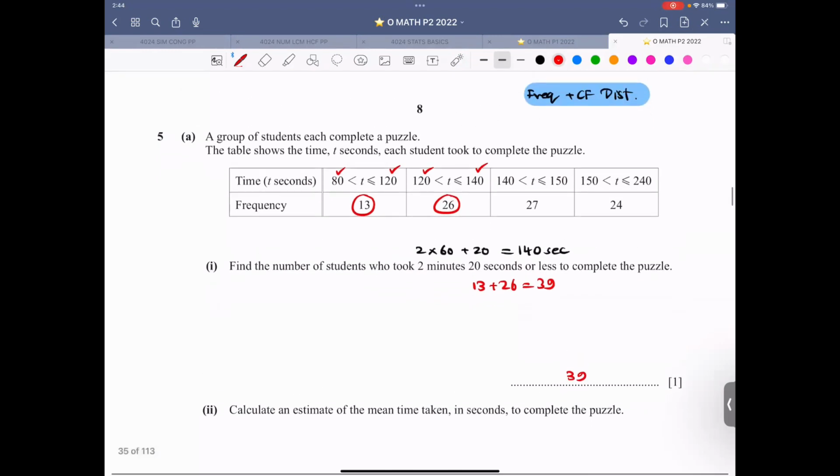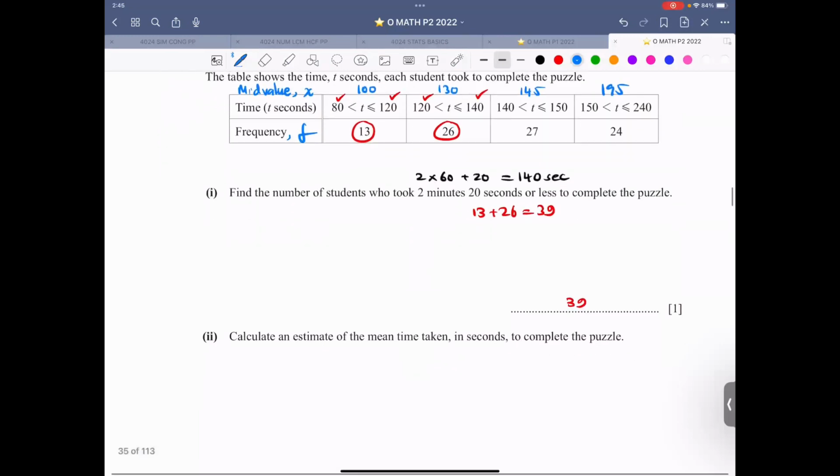Calculate an estimate of the mean time taken. So let me write over here mid value. Let me give it the symbol X. Frequency is F. So this is 100. This is 130. This is 145. And this is 150 and 250. So 150 plus 240 divided by 2, that is 195. So these are the X values.